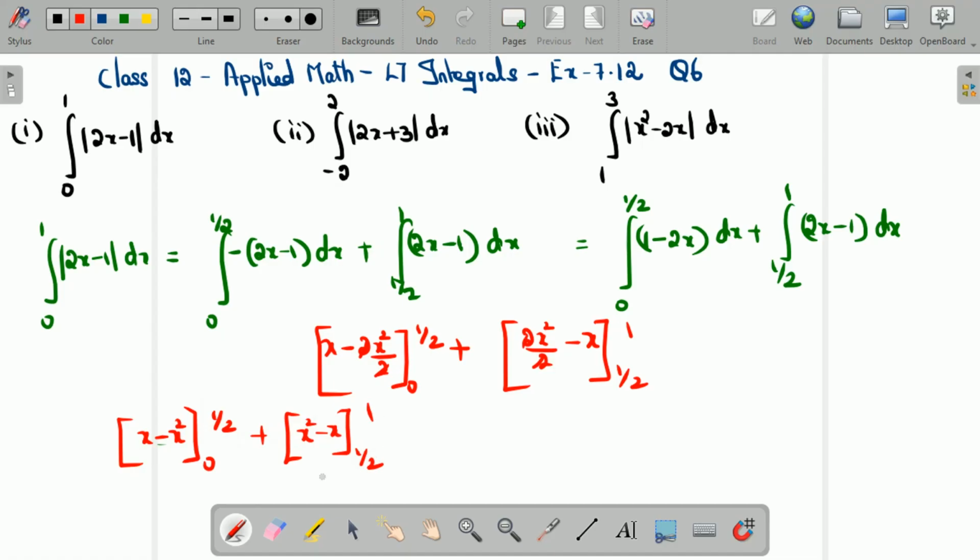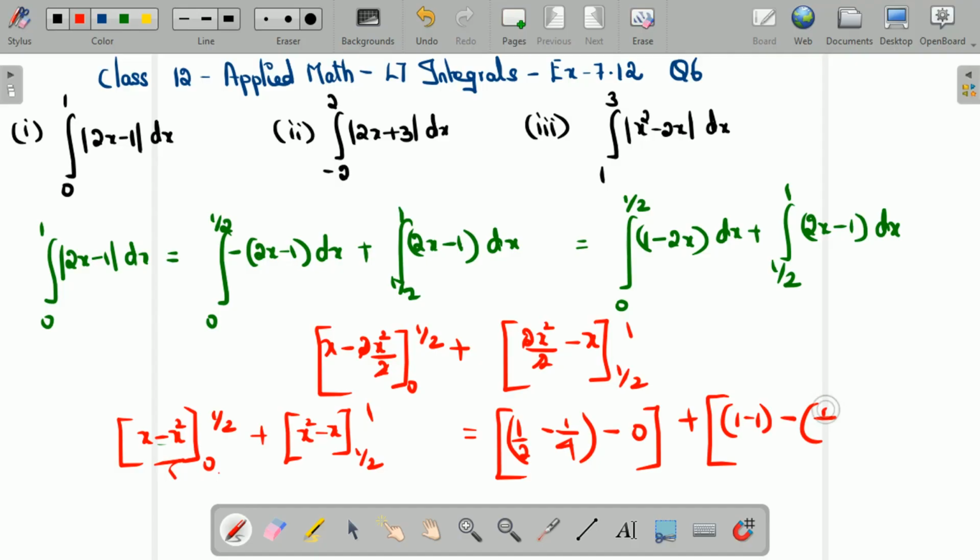So now let's apply the limits. This is going to be half minus 1 by 4, that is the upper limit for the first integration, minus of 0 for the first integration's lower limit, which will be 0. Now plus, in the second case, the upper limit is going to be 1 minus 1, minus of the lower limit, which is going to be 1 by 4 minus half.